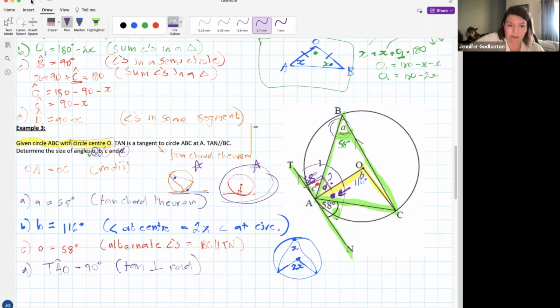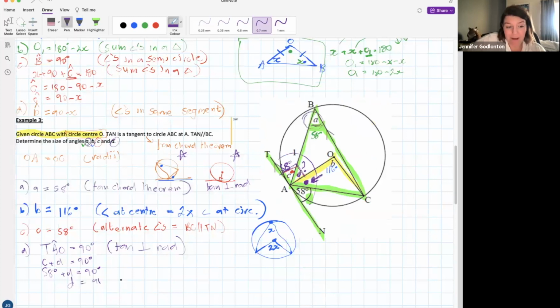Let me just write that in over here. So we knew, and take a screenshot, it's there. Cool. So now we know that that's 90 degrees. That means we know that C plus D is equal to 90 degrees. We know already that C is 58 degrees. And so if we know what C is, working out D isn't so bad. So we're going to say D is equal to 90 minus 58, which means that D is equal to 32 degrees.